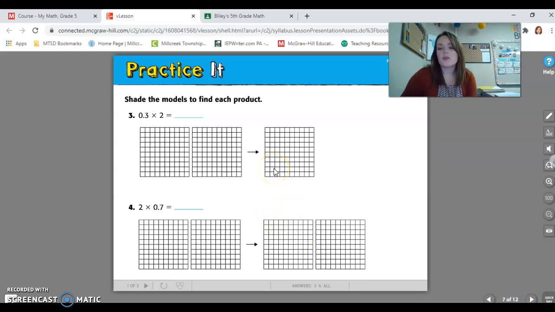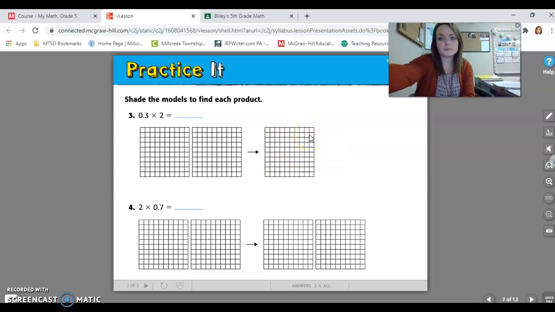All right, Mrs. Wiley wants to do a few more problems with you, and then I will give you the rest for practice today. First we're going to shade them in using 2 base 10 blocks because we're multiplying by 2 for our problem number 3. And then we're going to combine them onto 1 base 10 block.